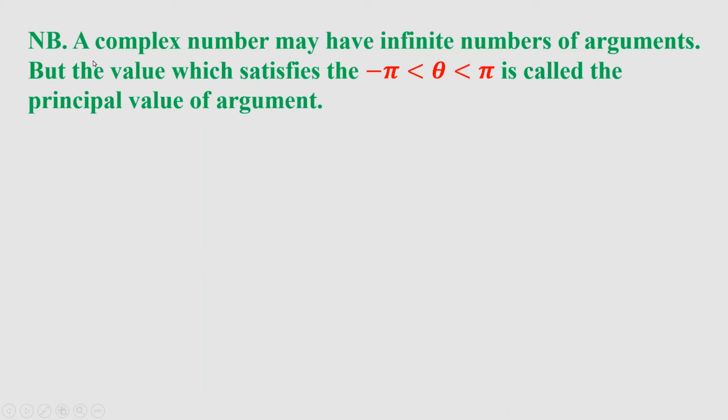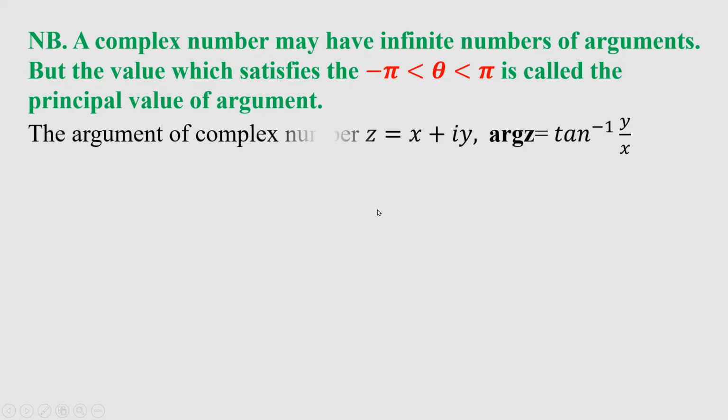Nota bene, a complex number may have infinite numbers of arguments, but the value which satisfies the interval minus pi to pi is called the principal value of the argument. The argument of the complex number z equal to x plus iy, x and y both positive. So which quadrant is this? First quadrant. In the first quadrant the value will be between 0 and 90 degrees, so it will be within this interval.